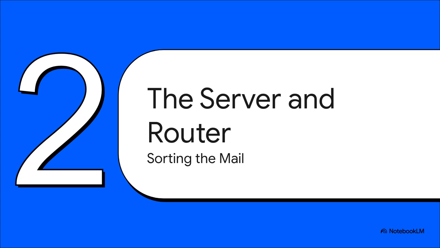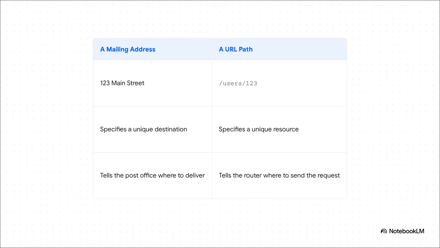Okay, so the letter is officially inside the post office. What's next? Well, we need to figure out where it's supposed to go. This is the mail sorting phase of our journey. The main idea here is actually really intuitive. A mailing address like 123 Main Street tells a postal worker exactly which house to go to. A URL path like /users/123 does the exact same thing for our app. It's a unique address for a resource we want to get to.